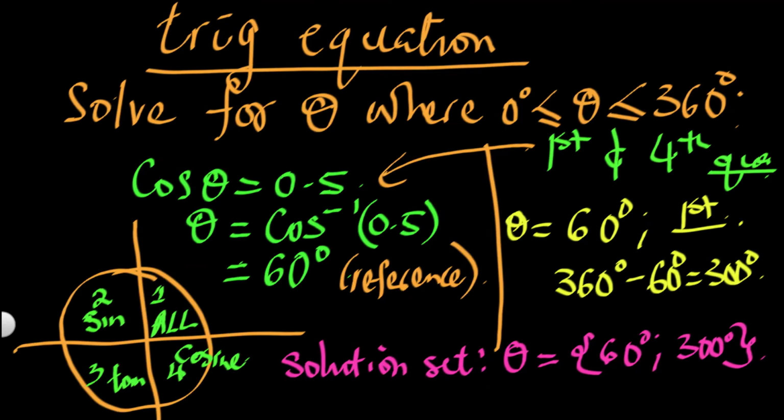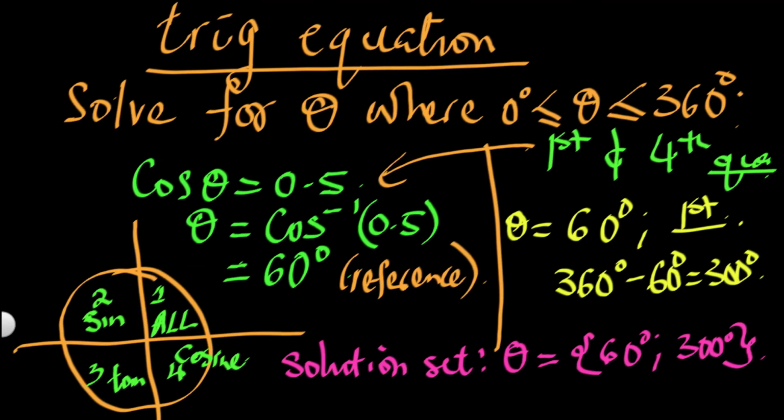You can check your answer by putting it back into your original equation. If you punch in your calculator cos 60, we get 0.5. If we also punch cos 300, we also get 0.5. It means we have solved our equation and we have solved it completely. This was a straightforward question.